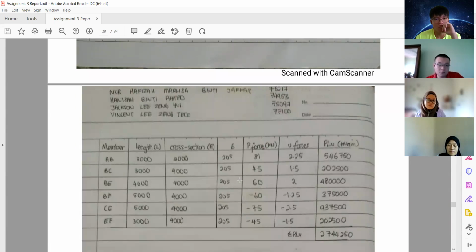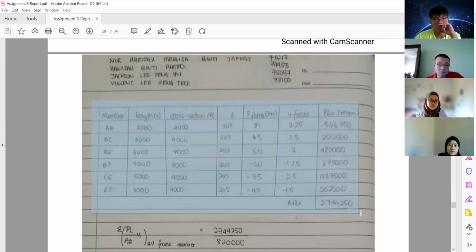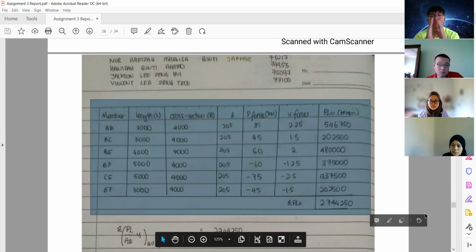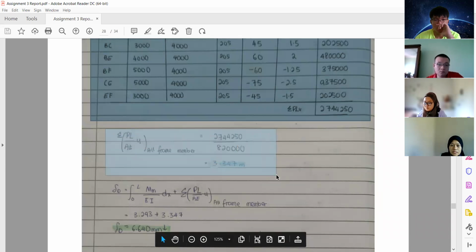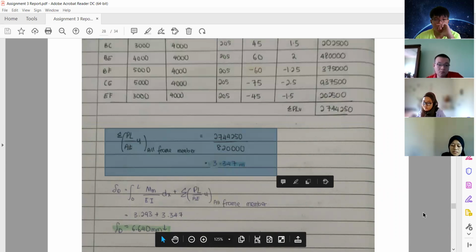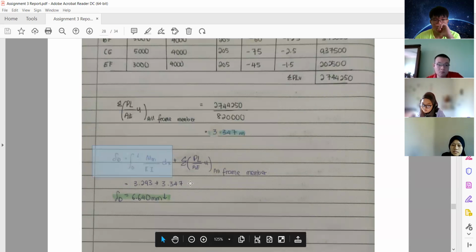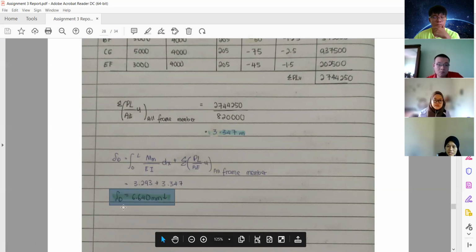So we use a table. It is easier for us to calculate the value for the summation of PLU. And then we substitute the value. And then we add the value of the beam and then the pin jointed frame. And then we get the deflection at D is 6.640 millimeter.